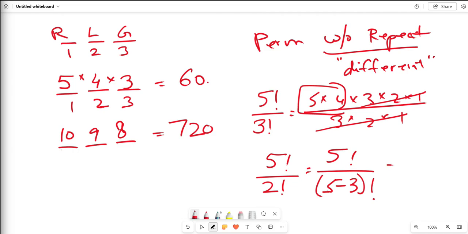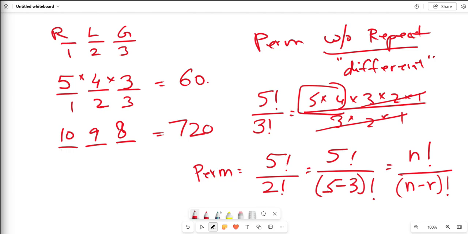So what is this? The 5 is the number of students we have, and the 3 is the number we're trying to pick. So this is basically, let's say R is the number we're trying to pick, and N is the number we are trying to pick from. So we're going to get N factorial over N minus R factorial. So that's our permutation without repetition formula. Okay? So you're going to try to remember this formula.